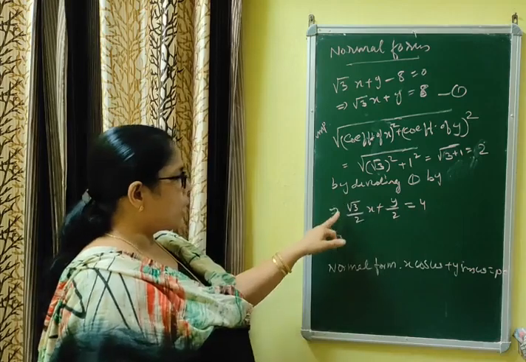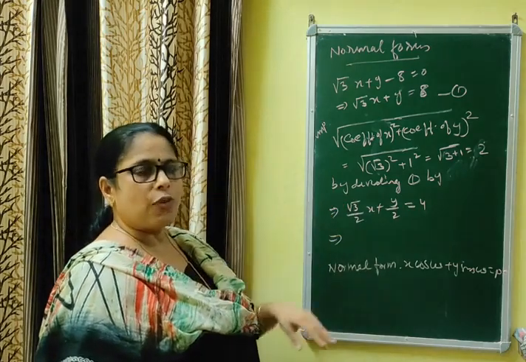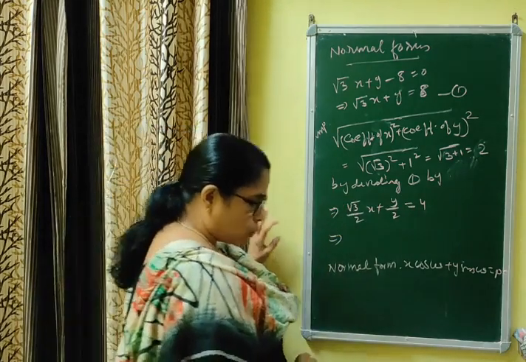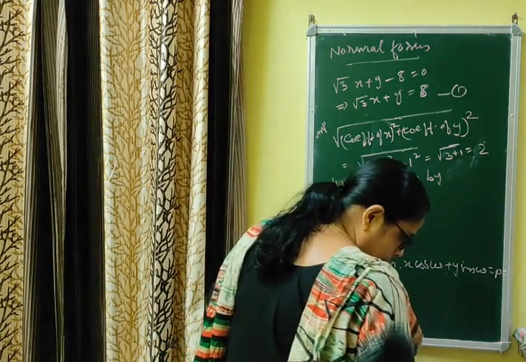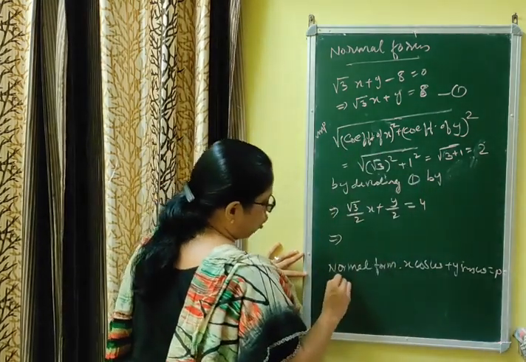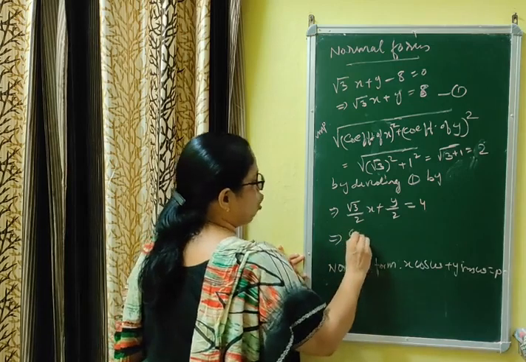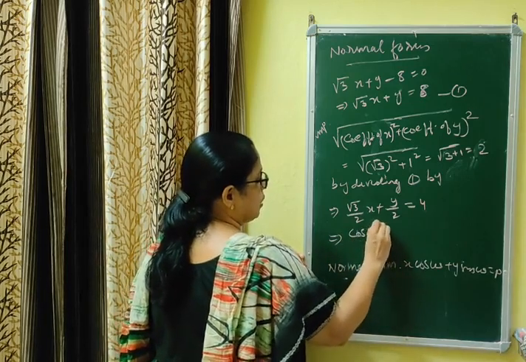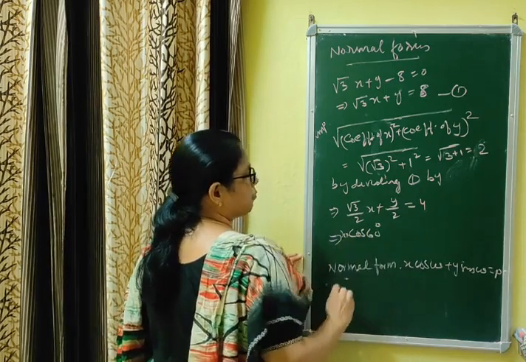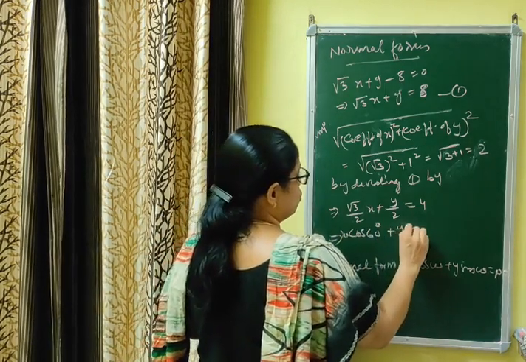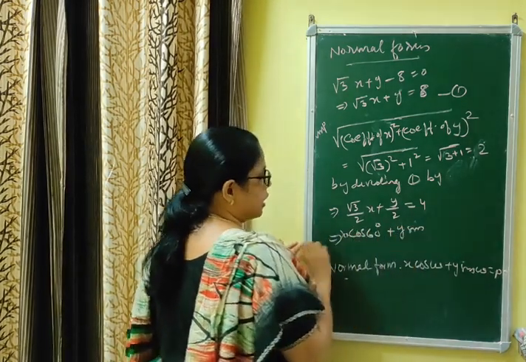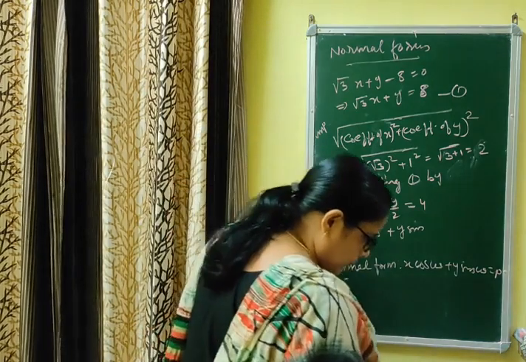Now you have to find the value of root 3 by 2. Which value of cos will give you root 3 by 2? This is of the form x into cos 60 plus y into cos 60 is root 3 by 2. And let me check once more.